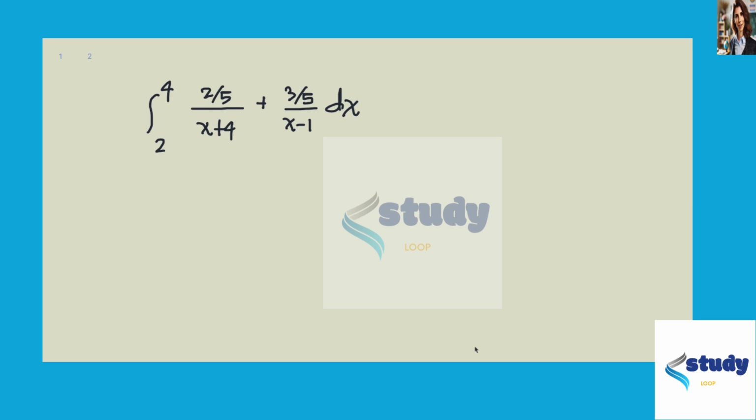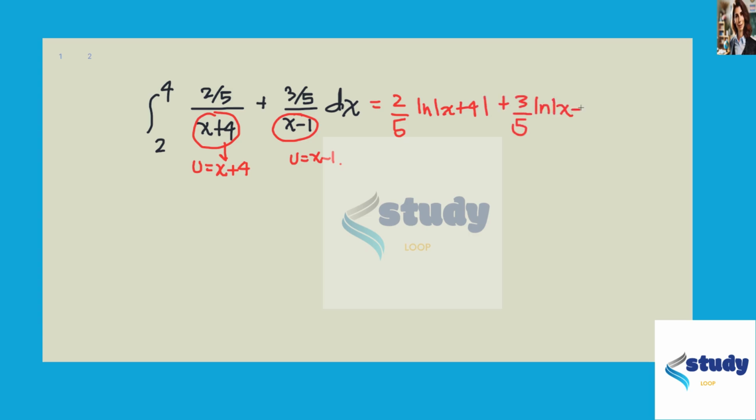Now, you may have memorized how to integrate this by now, but if the plus 4 or the minus 1 are bothering you, you could split this into two integrals, and then you would have to do two separate u-subs. For the first integral, and then here you'd have another integral, and this time you would do u equals x minus 1. So in any case, 2 over 5 natural log of x plus 4 plus 3 over 5 natural log of x minus 1, and your endpoints, 2 to 4.